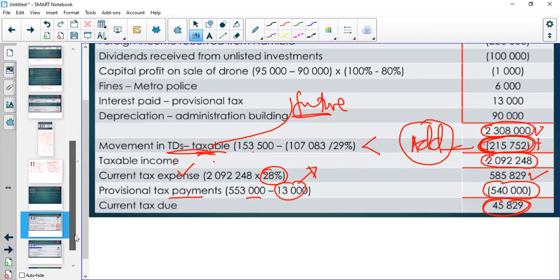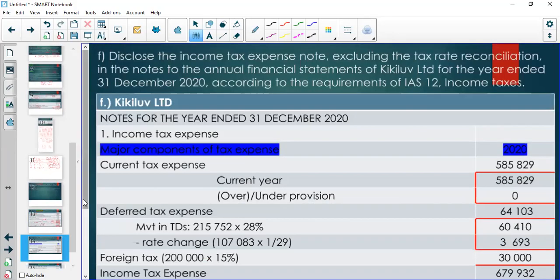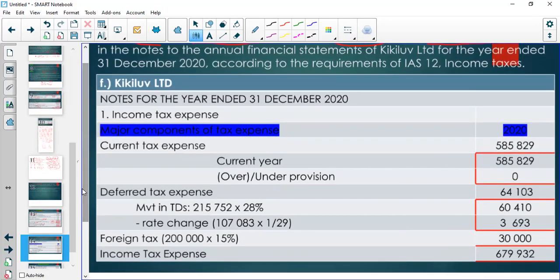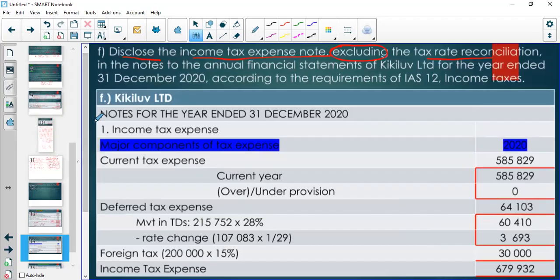Right, so we have the current tax. Now we need to do the tax rate reconciliation. But before we do the tax rate, we need to do the disclosure. So when the question says we must disclose the income tax expense note, we have to include the tax rate reconciliation unless specifically instructed, right? So this question says we must exclude it, because the income tax expense note has to include the tax rate reconciliation. It's part of the income tax expense note. So if they don't tell you, please always include it. But as far as I know, they will always tell you, right? They will always inform you.